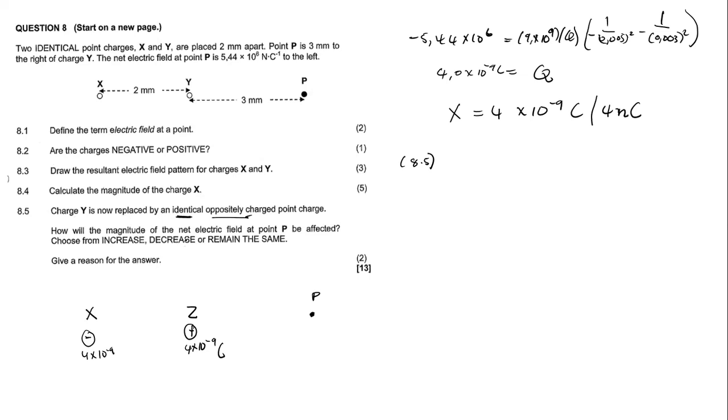Now, how will the magnitude of the net electric field at point P be affected? That's the question. This is what we had initially. But now, by just altering Y with Z, the difference is here was negative, now here it's positive. What's going to happen with this? You know what I love to say? When it comes to questions like this, you can prove it, you can calculate it by yourself. How will the magnitude of the net electric field at point P be affected? Is it going to increase, decrease, or remain the same? Give a reason for the answer. You can calculate it just to confirm whether it's going to decrease, increase or remain the same. But you don't even have to do that.